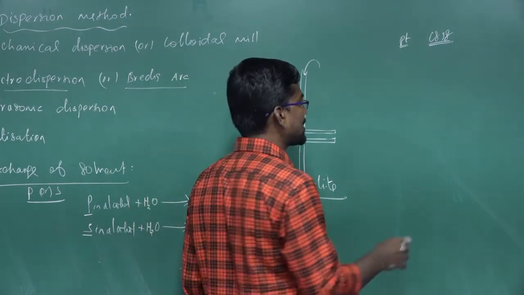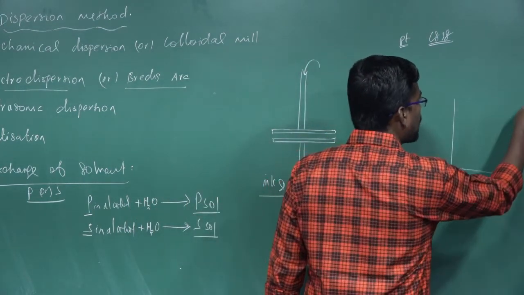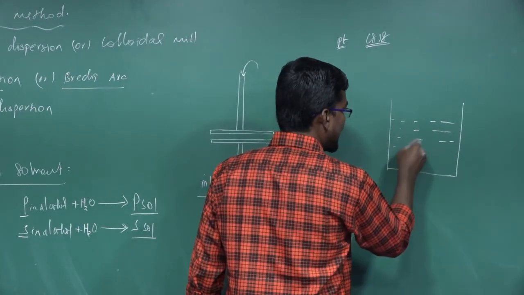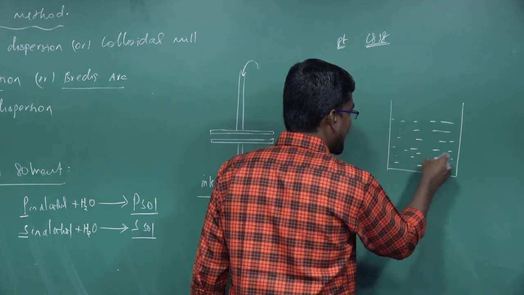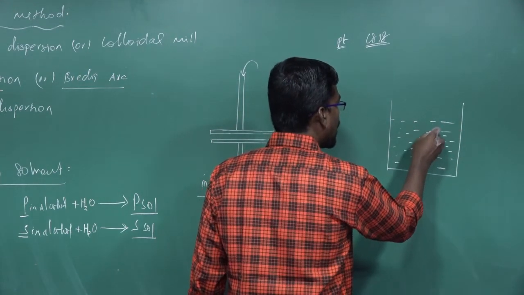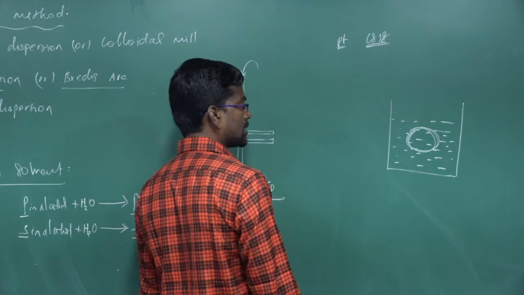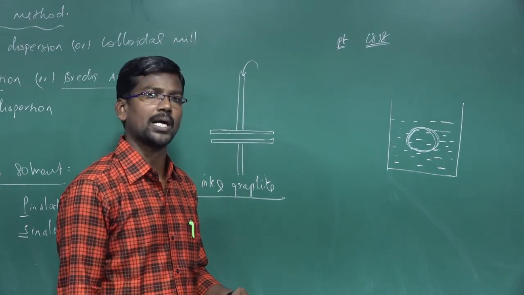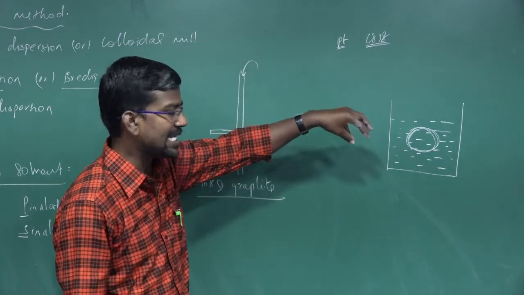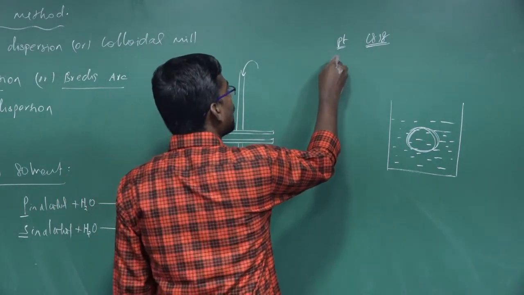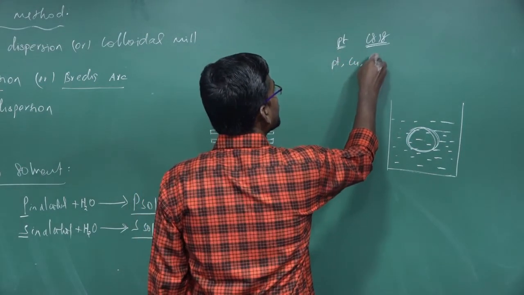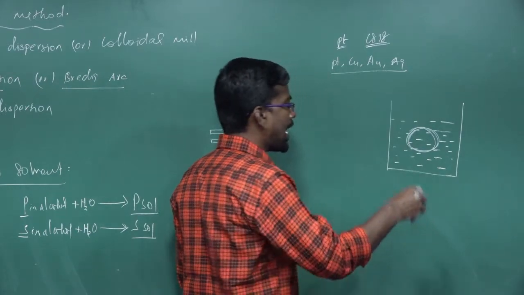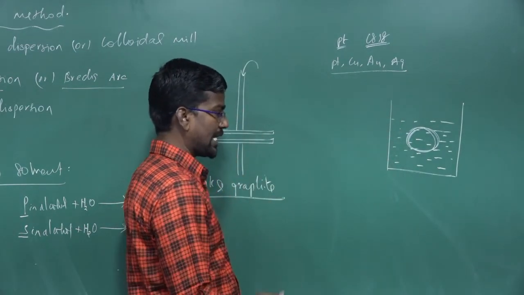What is the meaning of electrodispersion? A container holds water in one beaker. Inside the water, metal arcs are placed. The required colloidal solution of the metal can be prepared by placing the metal inside the water. For example, platinum, copper, gold, or silver arcs are placed inside the water in a beaker.